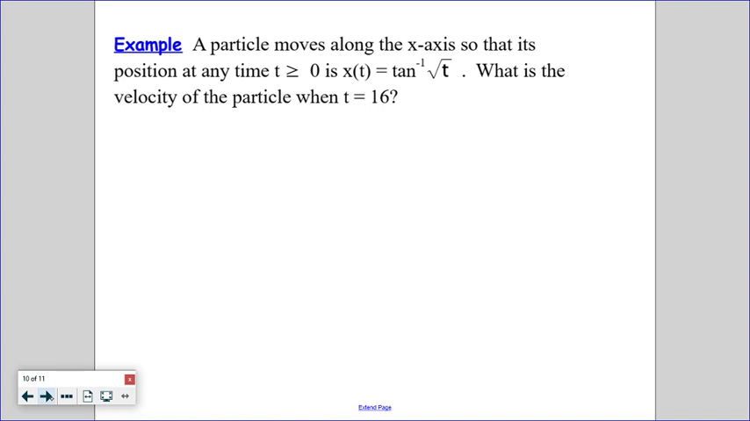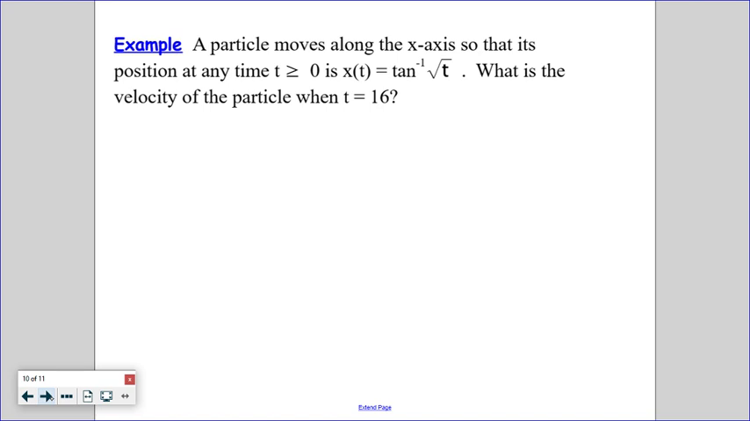All right. Last thing. Particle moving along the x-axis. Remember, it doesn't leave our x-axis. It just slides left and right the whole time, right? Particle moving along our x-axis. So this position at any time is greater than or equal to 0. Isn't time always greater than or equal to 0, right? We're not going to have negative times ever.